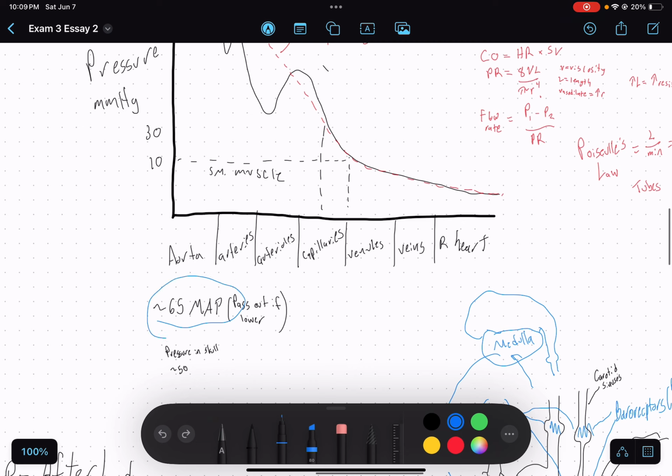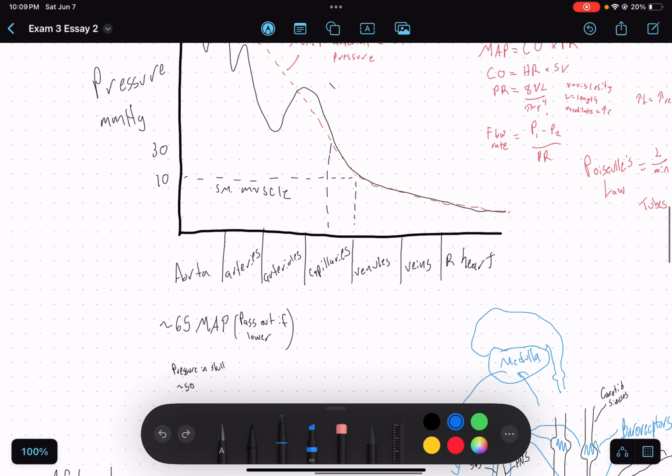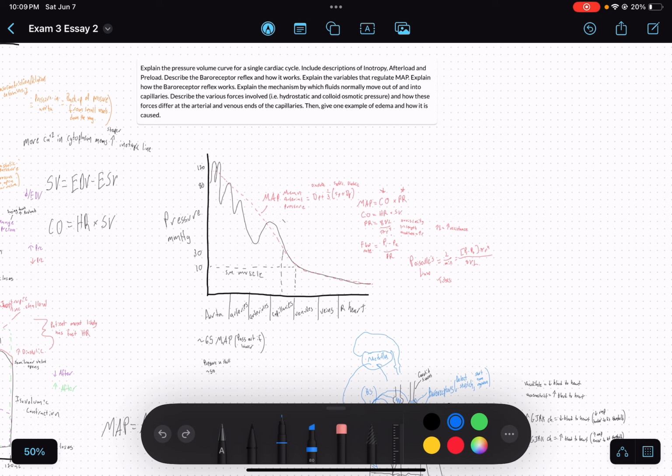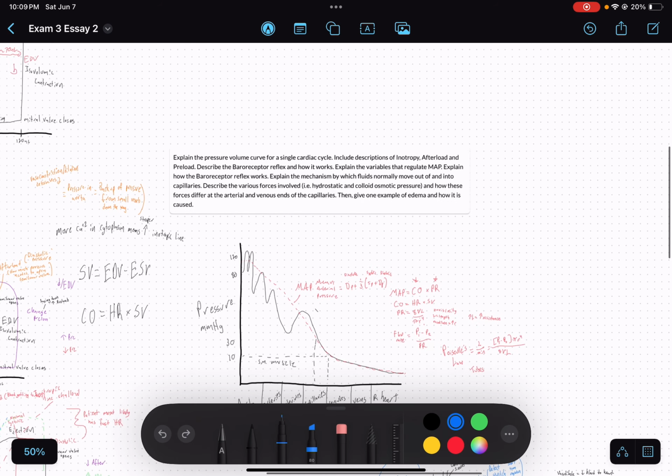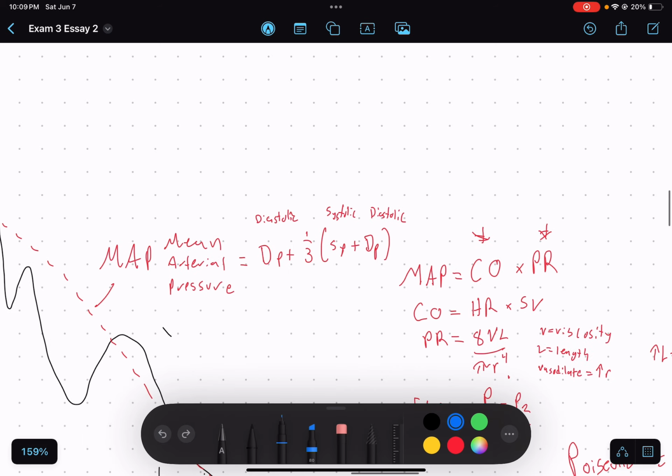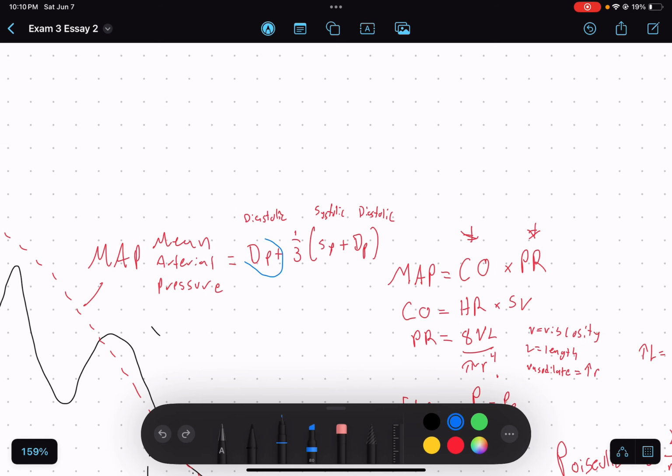And our MAP is generally around 65, and we pass out if it gets lower, because in the skull we have a pressure of 50 that the mean arterial pressure has to get past. And if it can't get past that, then we're not going to get blood to the brain, and we're going to lose oxygen, and then you pass out. And so our mean arterial pressure is going to be our diastolic pressure plus a third times our systolic pressure minus our diastolic pressure.